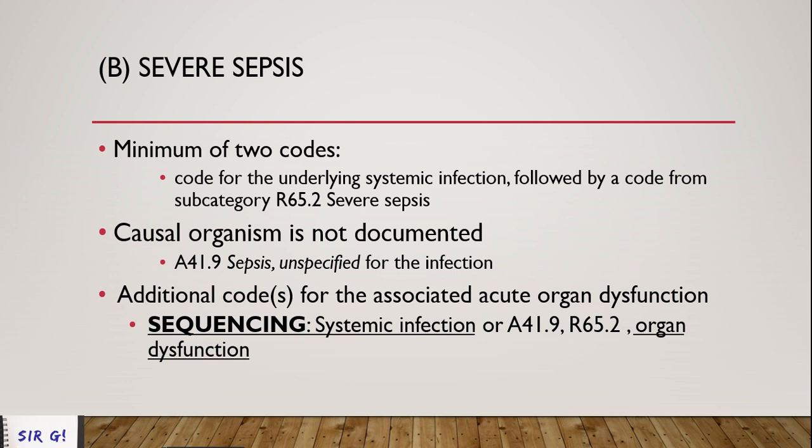To sum up, your code for sepsis is A41.9 only if there's no organ dysfunction and there's no severe sepsis yet. But if it's already a severe sepsis, you need to add a code for R65.2. And if there's an organ dysfunction, which is most of the time it's present, you also need to code for the organ dysfunction. Okay? That's your severe sepsis.